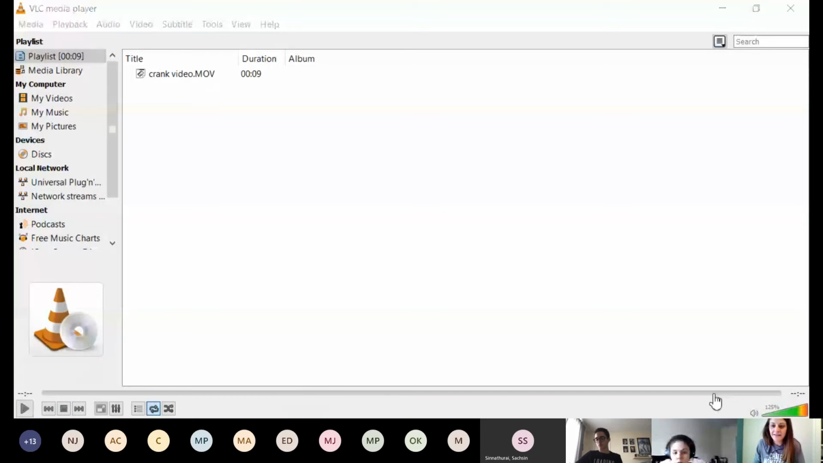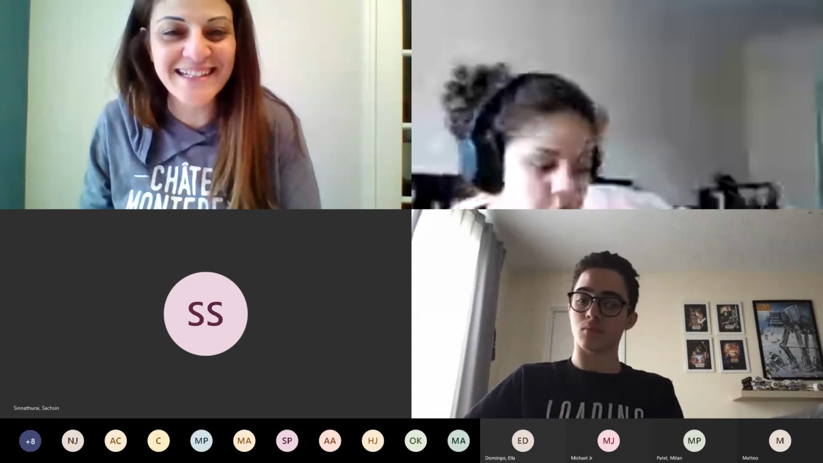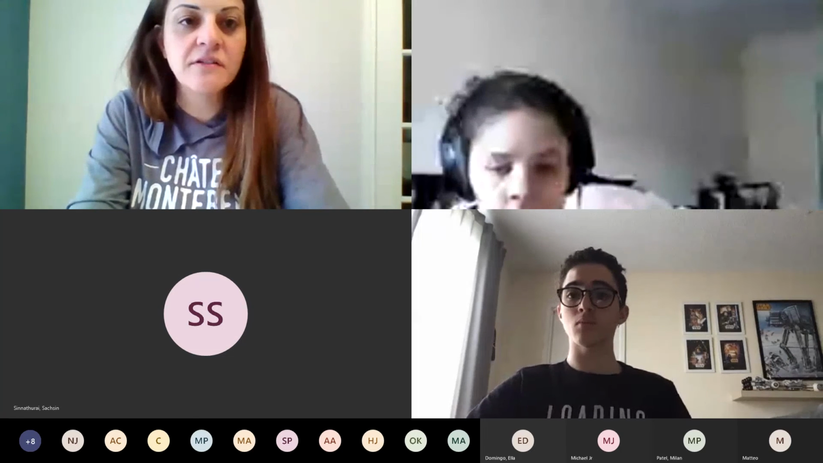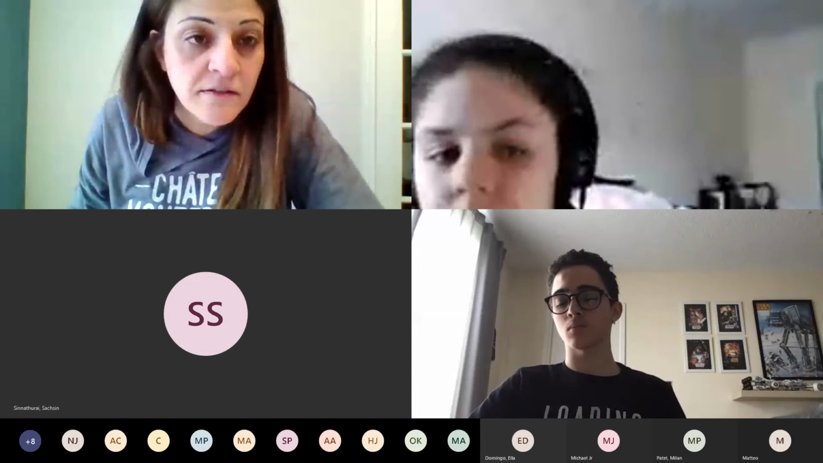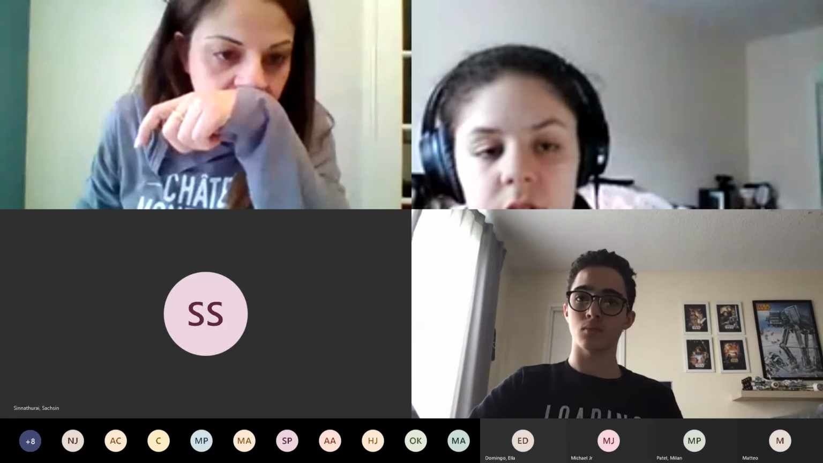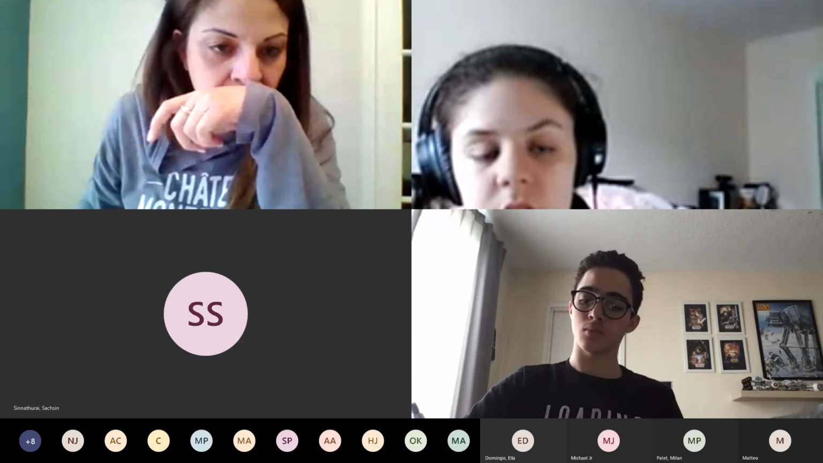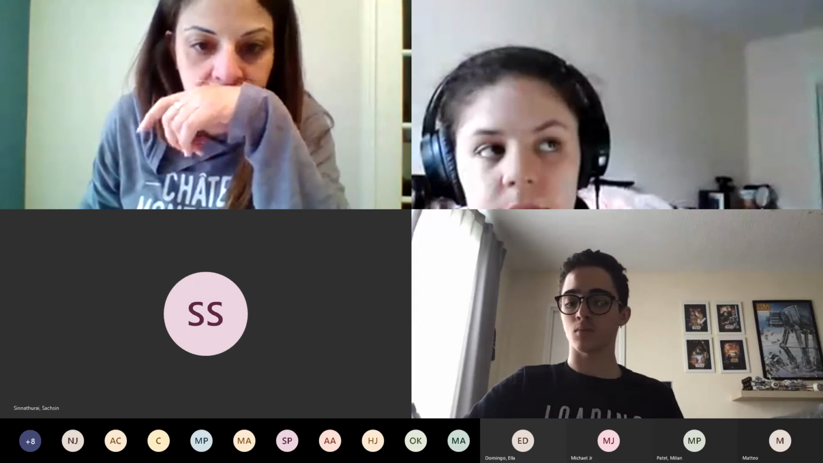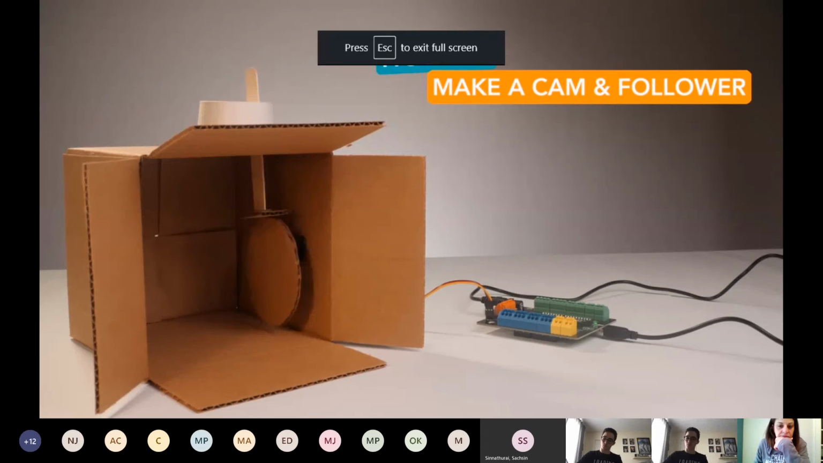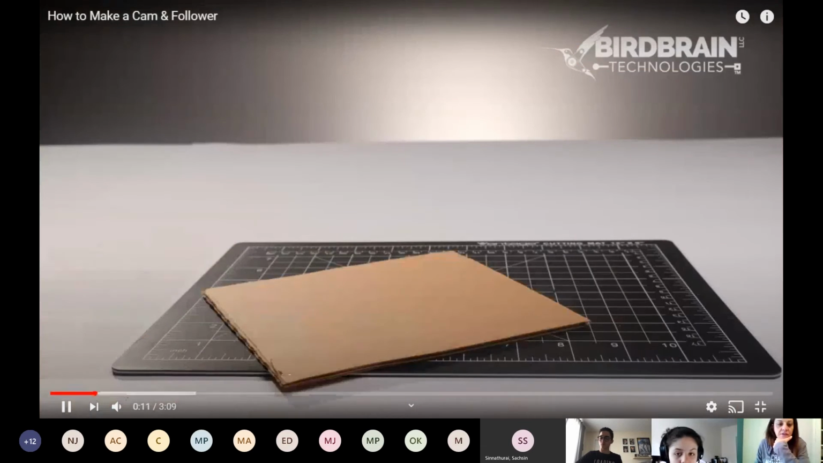It's one of my favorites. When I raided the closet, I couldn't find the cam follower, but we've seen it last time. If you remember, we had the automata cam follower. This is one of my favorite motion transformation systems. Here's a cam follower, and they even show you how to make it.